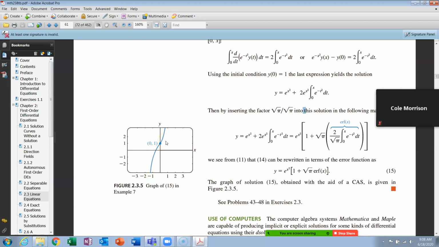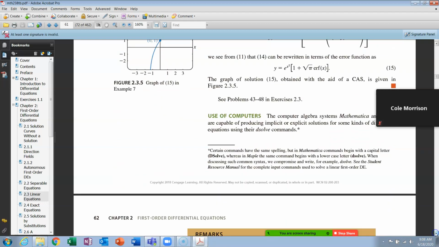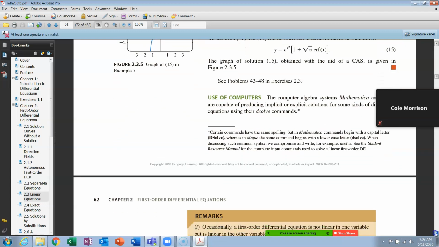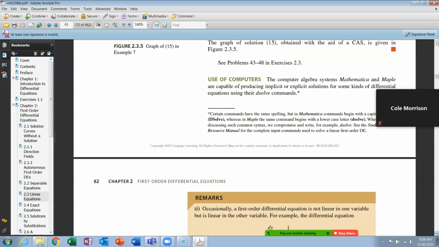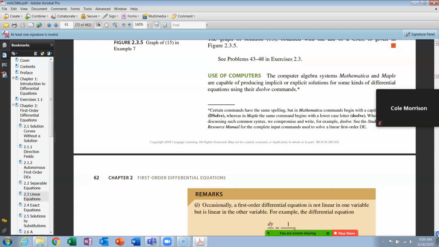All right. Now, I think I beat that horse to death. Let's move on to use of computers. And they mention Mathematica and Maple, and they're capable of producing implicit and explicit solutions for different kinds of equations. And they go into this. I don't have it, so I can't do anything with it. If you have access to it back at your home campus, by all means use it. You know, it's pretty powerful stuff. Okay.